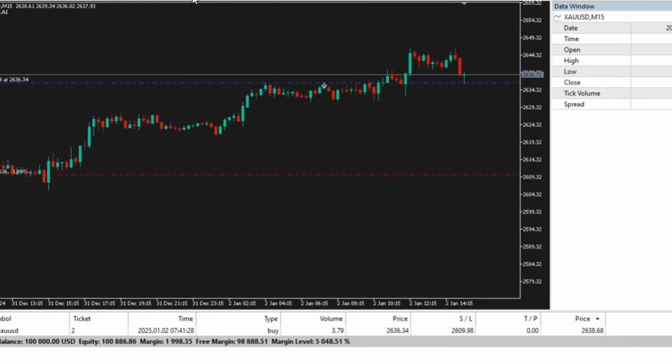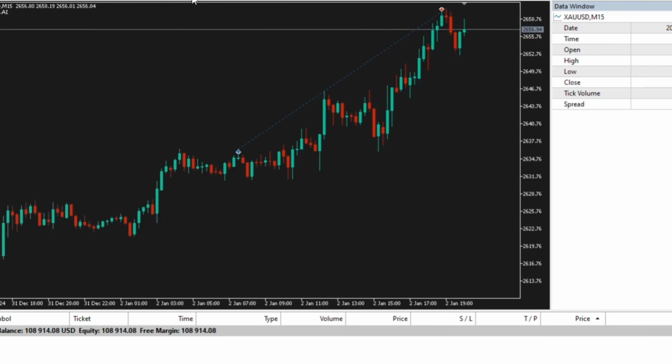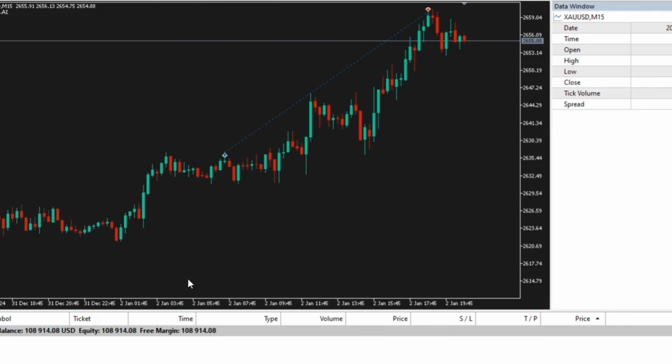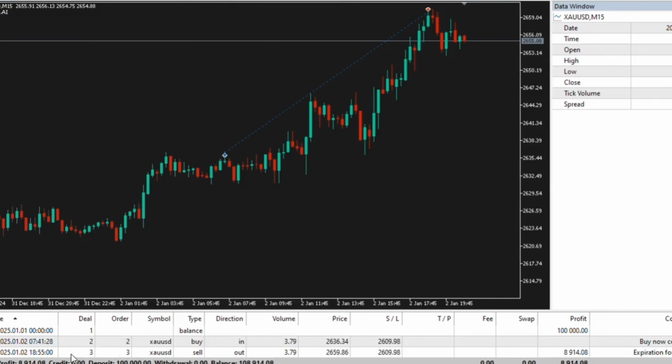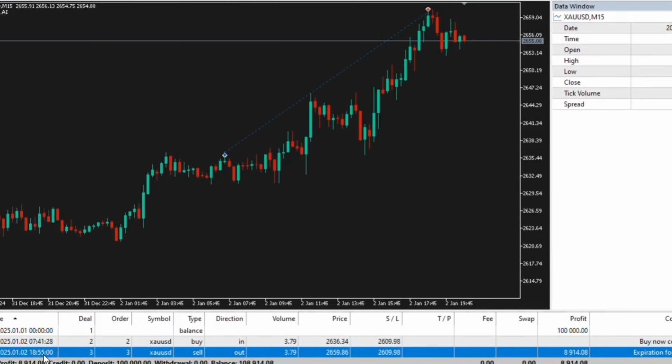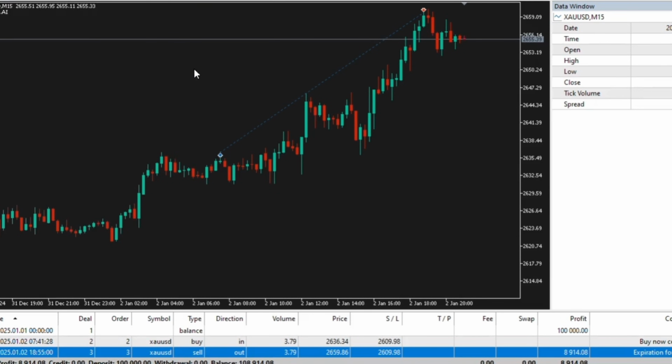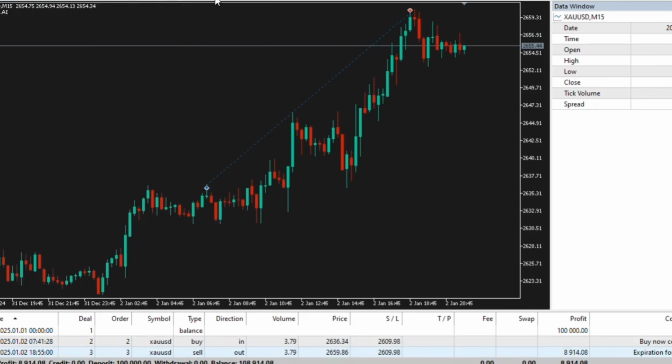Now let's fasten it up a little bit. We are at 5, 6, and now let's quickly stop it here and go to the history. We see at 6:55 we closed the trade with a return of almost 9K. This is one of the many examples we can now watch here on the charts, how the system is trading.